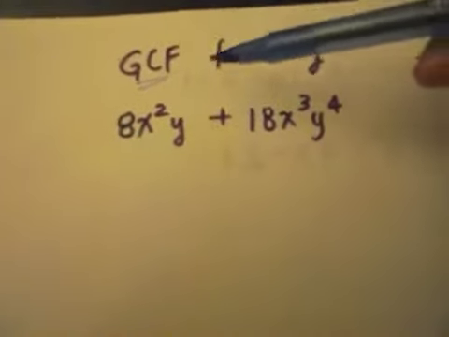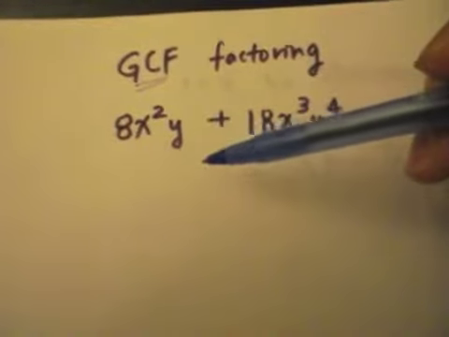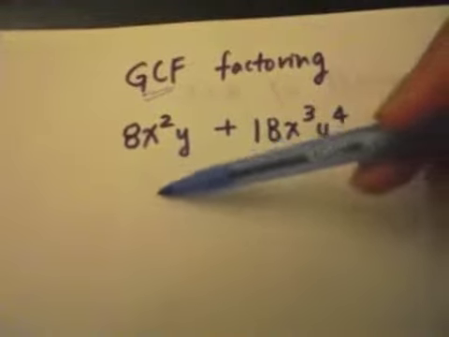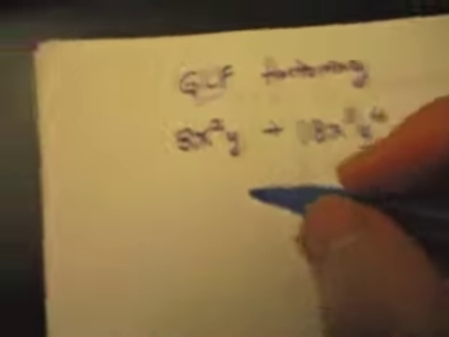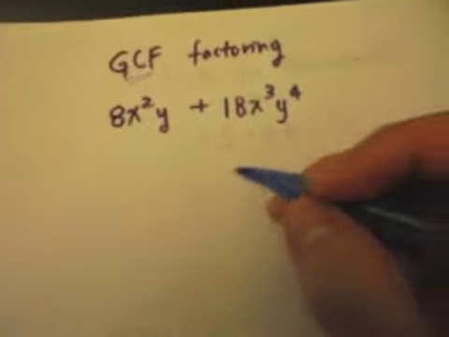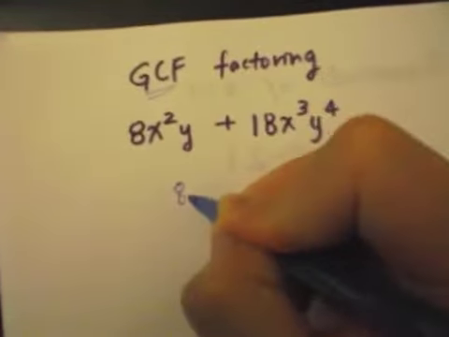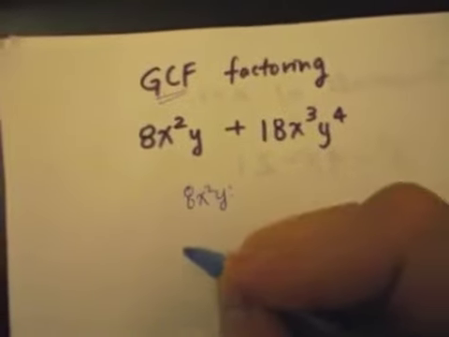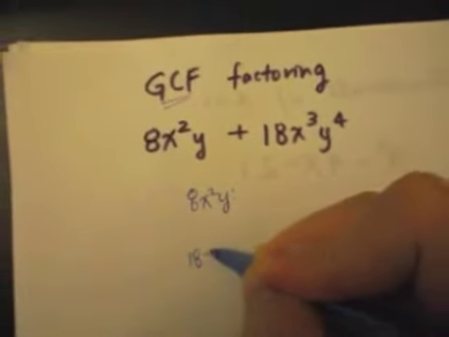There are a bunch of ways to set this up. You can set it up using the factor tree, or you can set it up vertically. It really depends on what you're comfortable with. I'm just going to set it up vertically, just because that's what I'm comfortable with.